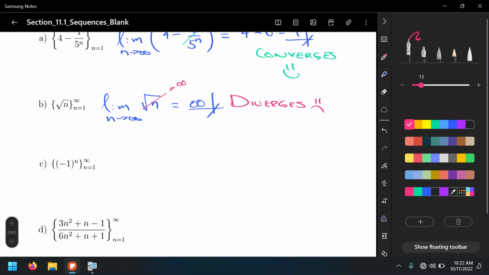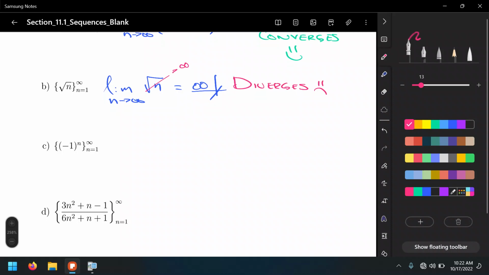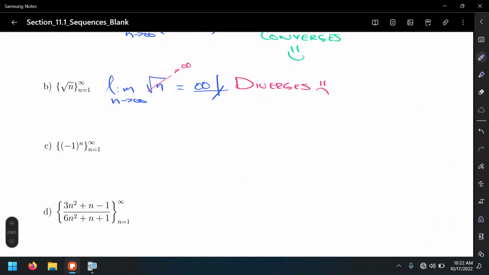Let's look at letter C. Let's see what happens with letter C. So what do we have? -1 to the n, and n starting at 1 and going all the way to infinity. Let's write this as a limit problem. Limit of -1 to the n as n approaches infinity. All right, any ideas on where this limit is going to go? Zero. Okay, let's write down one of the options. So 0 is one of the options. Any other ideas?